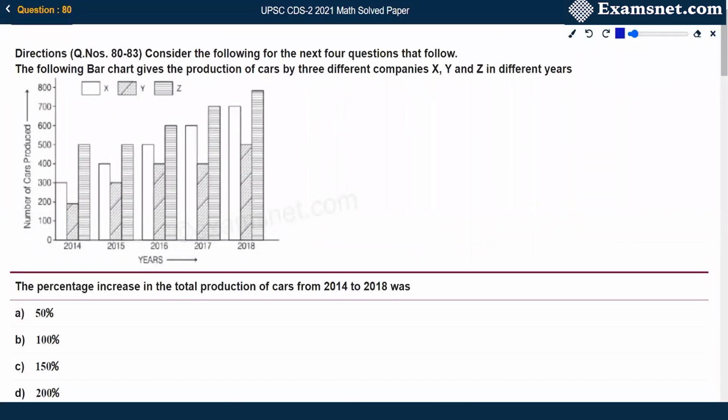Okay, so in question number 80, we are given: consider the following for the next 4 questions that follow. The following bar chart gives the production of cars by 3 different companies X, Y, and Z in 3 different years. So here we are given with a bar graph, right? A triple bar graph. I can say we are given 3 different companies, number of production of cars in different years, starting from 2014 to 2018. So please check this white part for X, this shade is for Y, and the horizontal lines for Z.